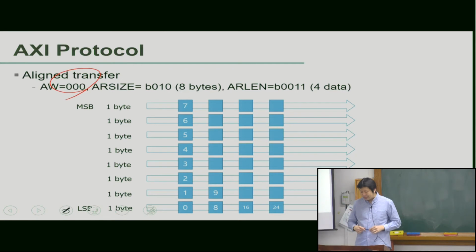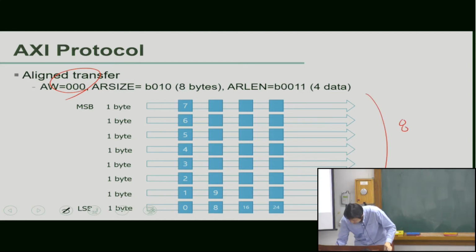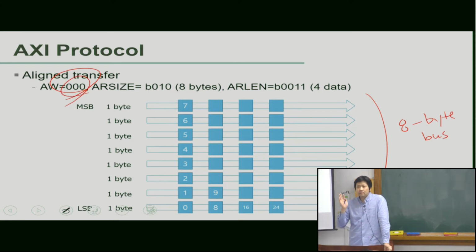So if your starting address is divisible by the width of the bus, in this case this one actually is an 8-byte bus, right? So if your address is divisible, the modulo is 0, the remainder is 0. If this one is divisible by this 8, then this is called an aligned transfer. In this case, the first byte will be placed in the LSB, and the others go up like this. This one is called an aligned transfer.